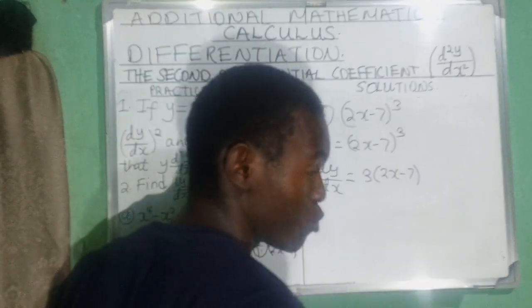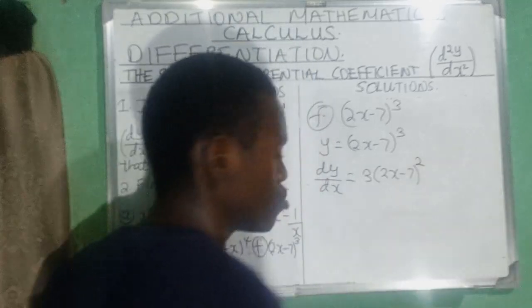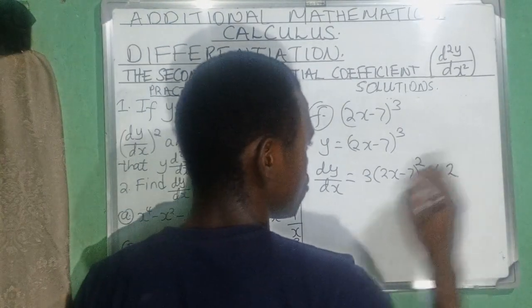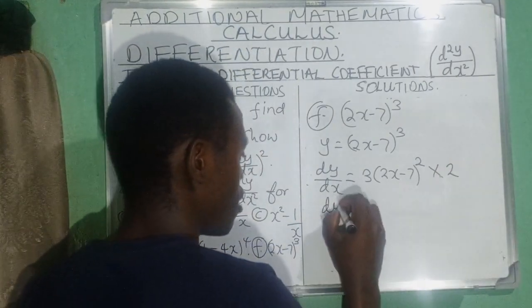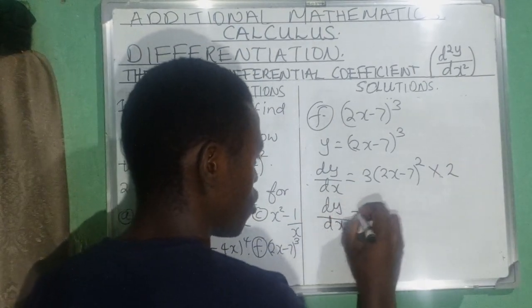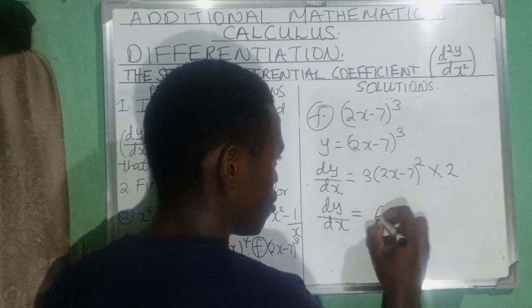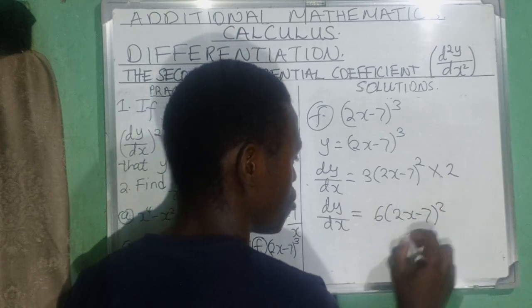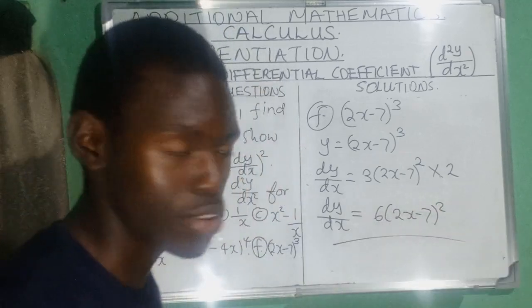The power there will lose 1 to become a 2. Then you multiply by the derivative of the core. In this case, it is a positive 2. So our dy dx is going to be equal to 6 multiplied by 2x minus 7 raised to the power 2. That's your final answer for your dy dx.